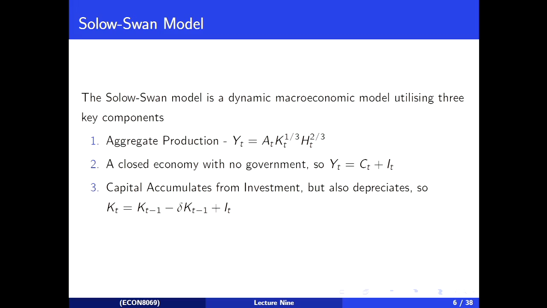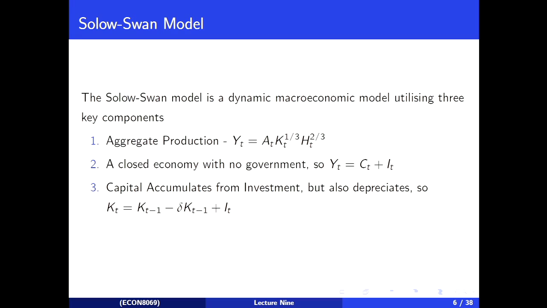Going through the Solow-Swan model, it's a dynamic model, first of all, which means time is involved. That's why everything has subscript t's on it. We can talk about income at time t, income at time 1, income at time 2, capital at time 1, capital at time 2. So it's a dynamic macroeconomic model.